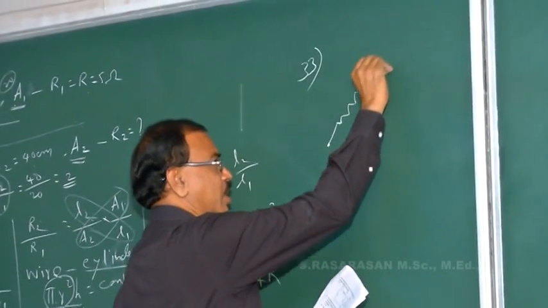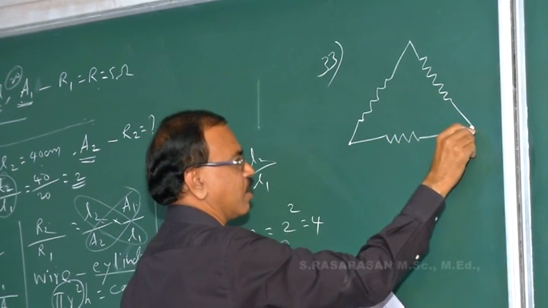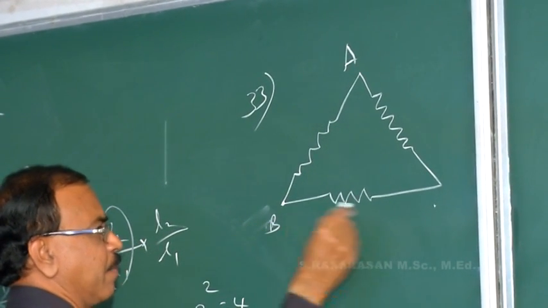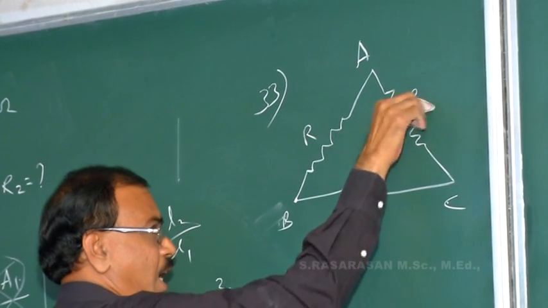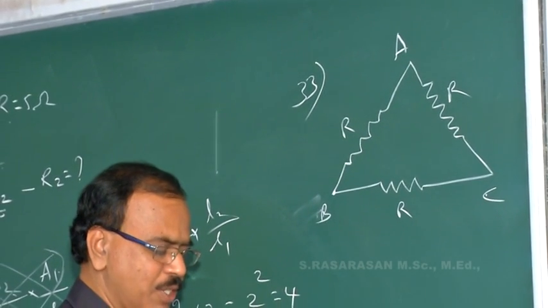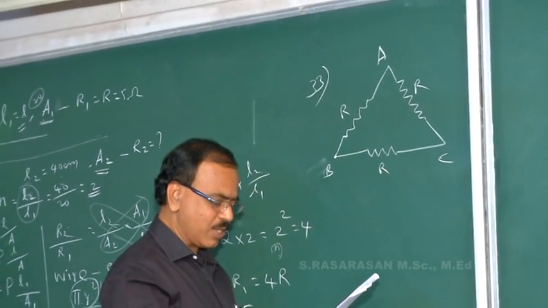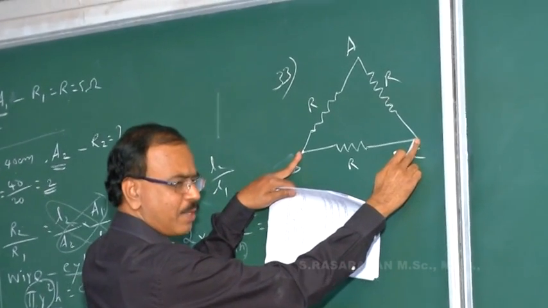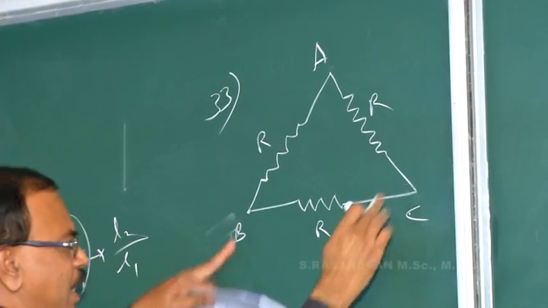This is one resistor. This is another resistor. And this is another resistor. Let it be A, B, C. Three equal resistors. Let it be R. They have said equal. Three equal resistors, each of resistance R, connected so as to form a triangle. The equivalent resistance across any two corners, B and C. We can take across B and C, or across A and B, or across A and C. I am taking across B and C.